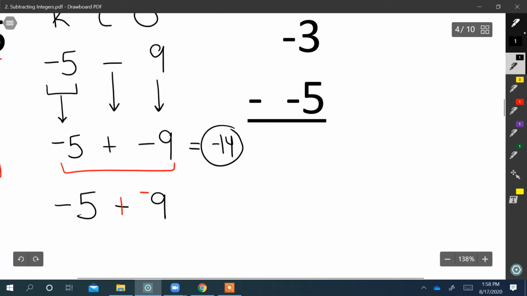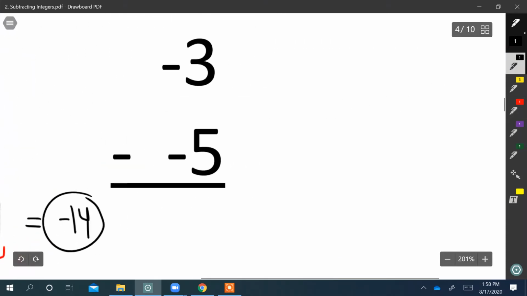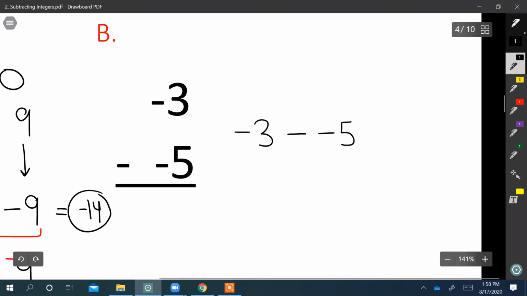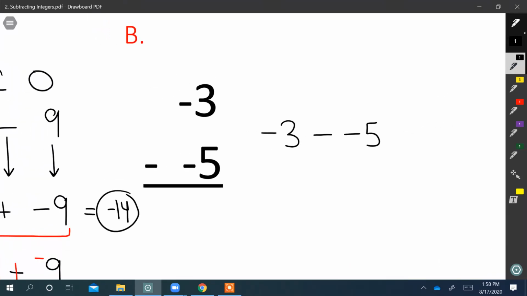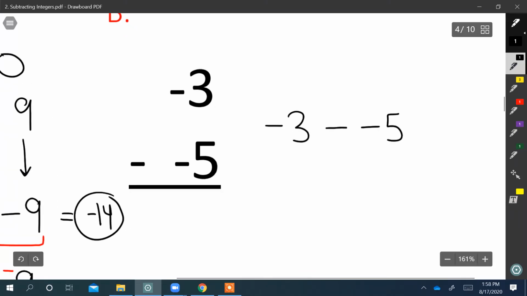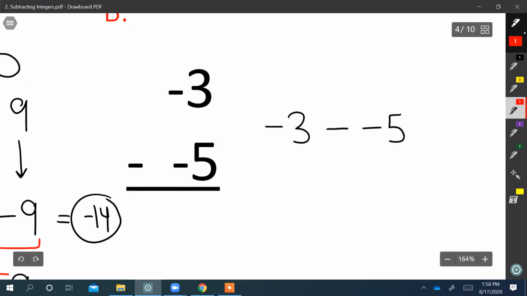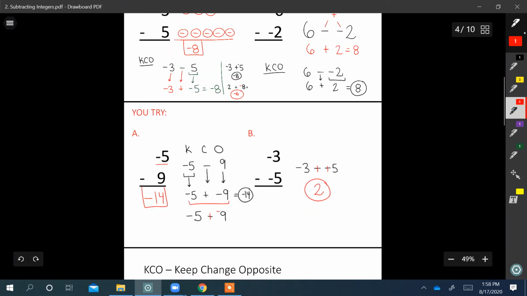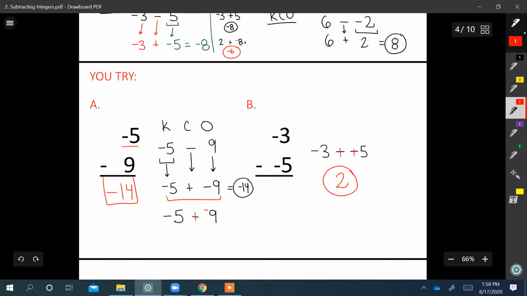Alright, let's see if we can actually apply that on this one here. We have a negative 3 minus negative 5. See if you can do that on your own. Alright, so what you could do with this one is you can make this one a positive and this one will be a positive. Now you have negative 3 plus 5, that's positive 2. And that is all for those two.